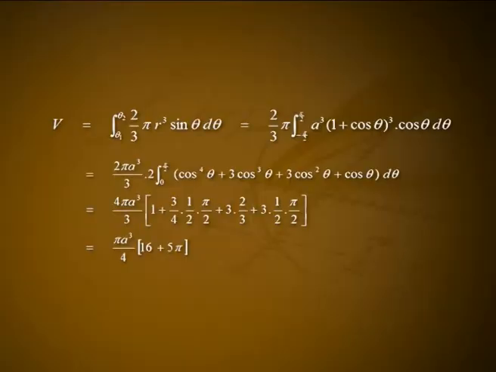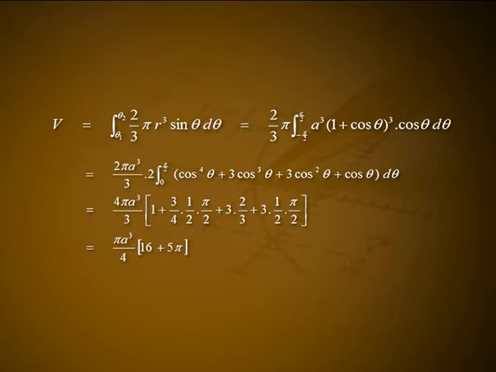Solution. Volume of the solid generated by revolution about the line θ = π/2 is V = integral from θ1 to θ2 of (2/3)π r³ sin θ dθ, which is equal to (2/3)π integral from -π/2 to π/2 of a³(1 + cos θ)³ cos θ dθ, which is equal to (2πa³/3) × 2 times integral from 0 to π/2 of (cos⁴θ + 3cos³θ + 3cos²θ + cos θ) dθ.